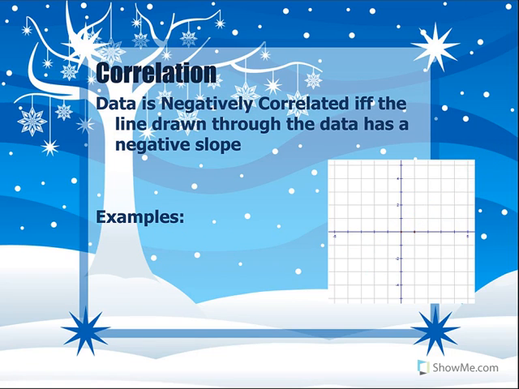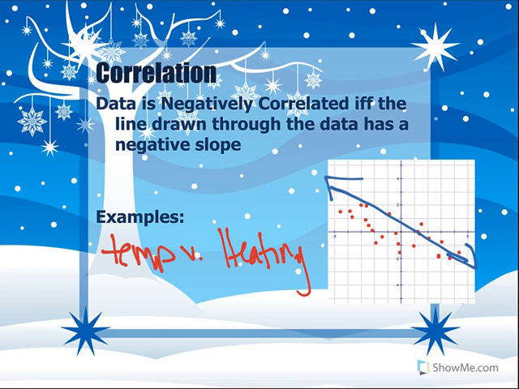Negative correlation is where the line you would draw through your data points has a negative slope. It still roughly looks like a line; it's just that now the slope is negative. Negatively correlated data are things where as one goes up, the other decreases, or as one decreases, the other goes up. An example, especially this time of year, would be temperature versus heating cost. As your temperature drops, your heating costs are going to rise. This would be a negative correlation.